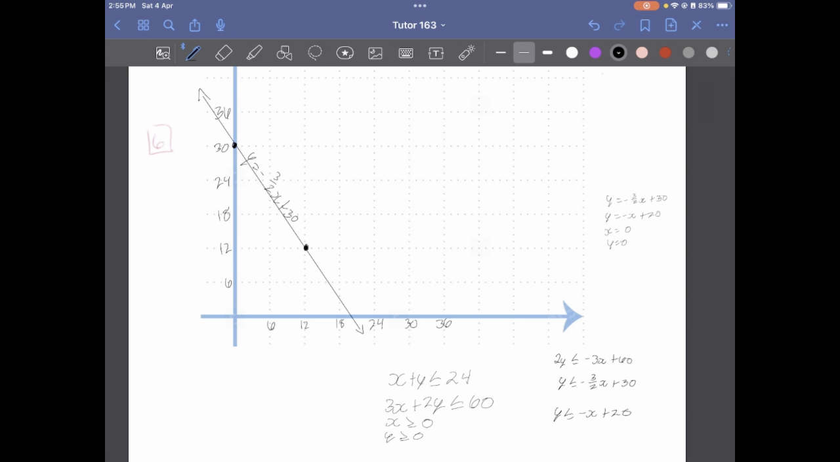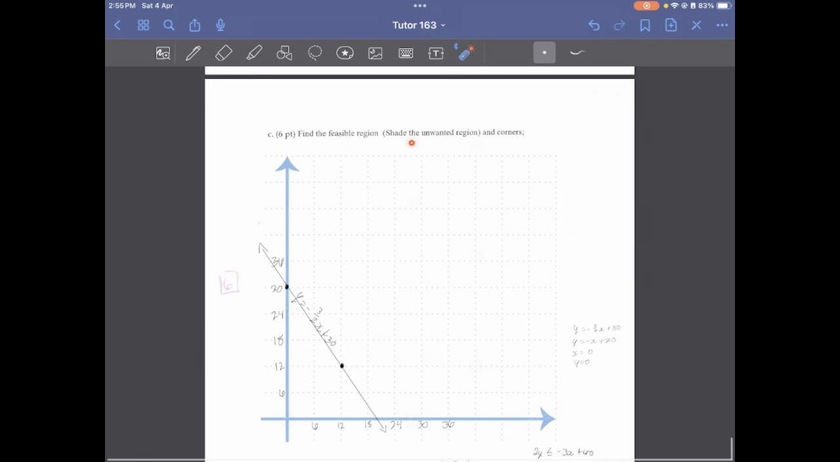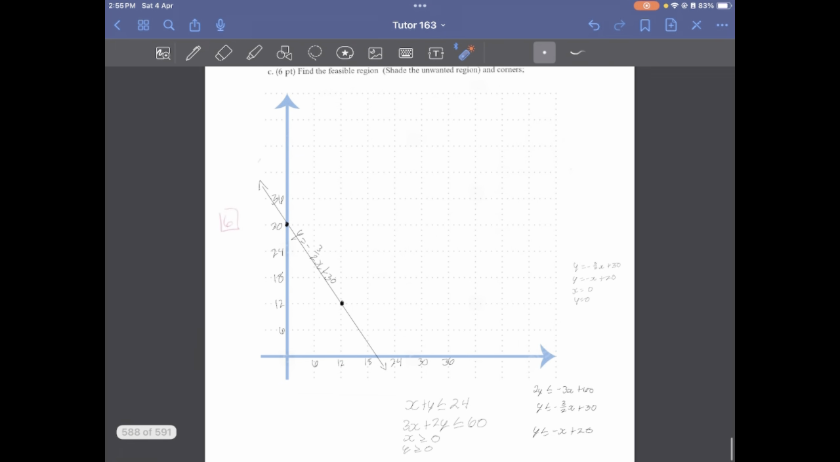So now we have to see which side to shade. You have to see which side to shade for this. For this equation, we solved it down here, and it said that y is less than or equal to negative 3 over 2x plus 30. Since it's y is less than, we want the values that are less than. So our instructions were to shade the unwanted region. So since y is less than or equal to negative 3 over 2x plus 30, we want this region. We don't want this region over here.